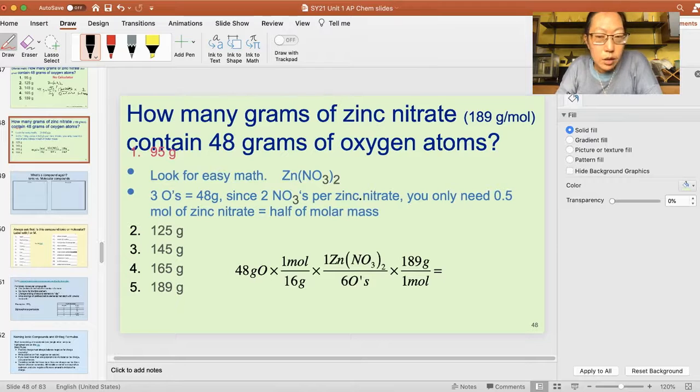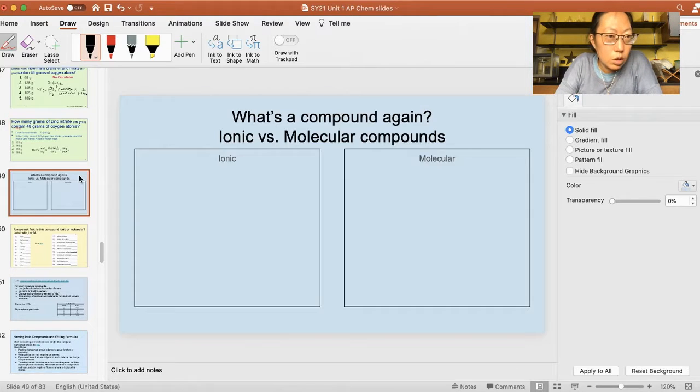Okay, so we're going to shift gears now and go to a little bit of bonding and compounds. Would somebody like to explain what a compound is? Let's see, who can we call on? Luis, are you there now? You with us?